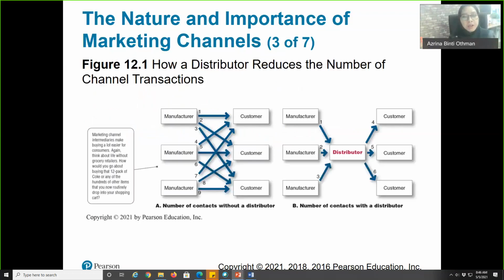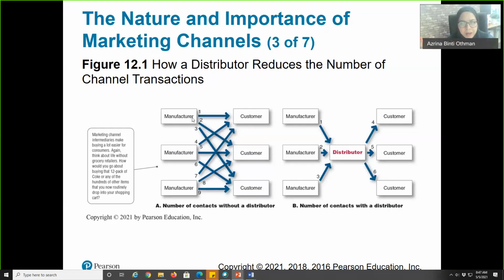Okay, this is the layout or the diagram on how a distributor reduce number of channel transactions. Okay, all right, so in diagram A, okay, you will see that manufacturer to customer. So what happened if we have number of contact without distributor, without channel member? Okay, this is example of marketing channels. Okay, so you can see a lot of arrows, okay, link, okay, go, it look like very complicated, right?